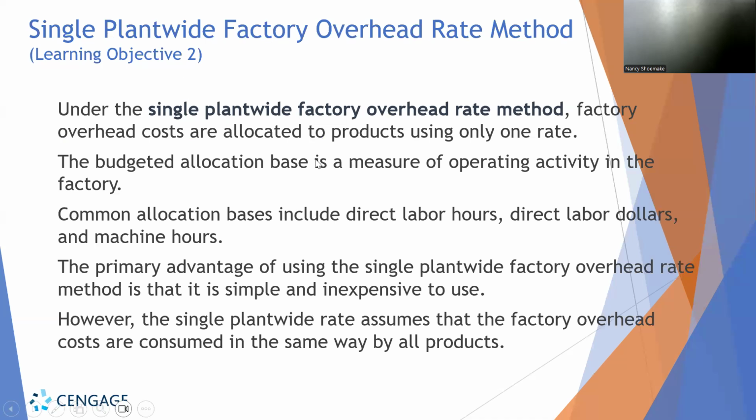Under the single plant-wide factory overhead rate, factory overhead costs get allocated to all the products using just one rate. The budgeted allocation base can be a measure of operating activity. Usually we allocate the rates based on direct labor hours or actual machine hours. Sometimes direct labor dollars, but normally it's by labor hours or machine hours. The advantage of using this plant-wide rate is it's easy. We like easy, don't we? But it isn't always fair. It's not always appropriate for various products.